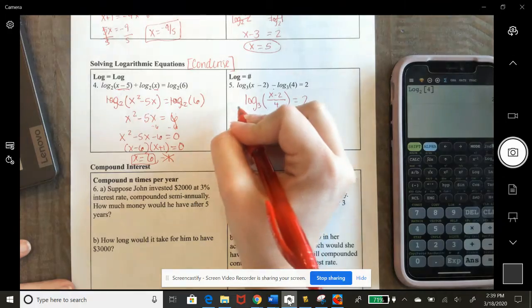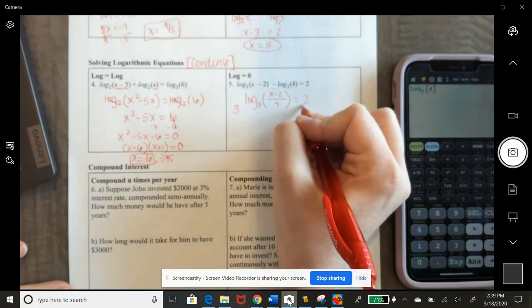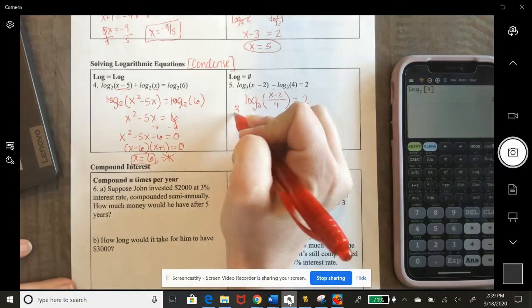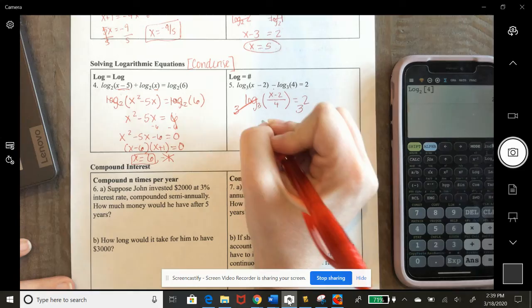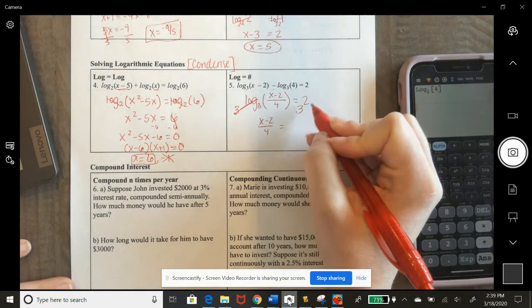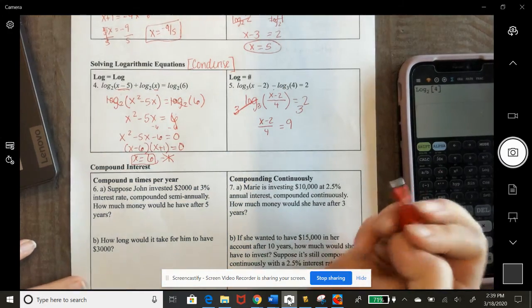So this is where we exponentiate, and we would use the same base as we had here. So we want to use a base of 3, and these are going to become our exponents. So it's going to cancel this out. So we end up with x minus 2 divided by 4 equals 3 squared, which is 9. And now we can solve for x.